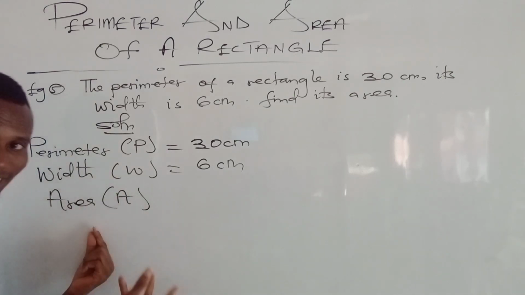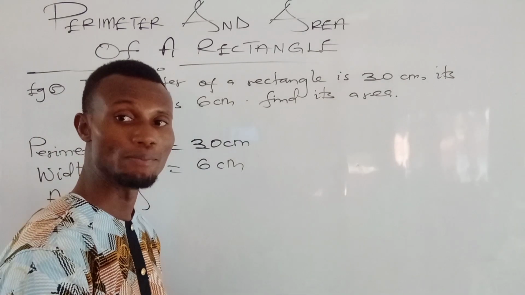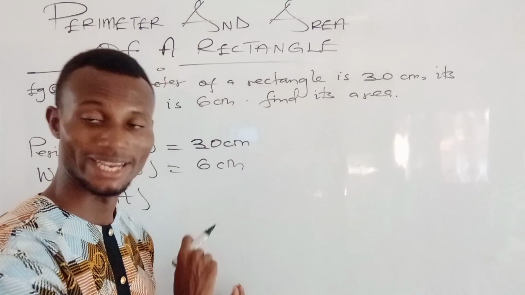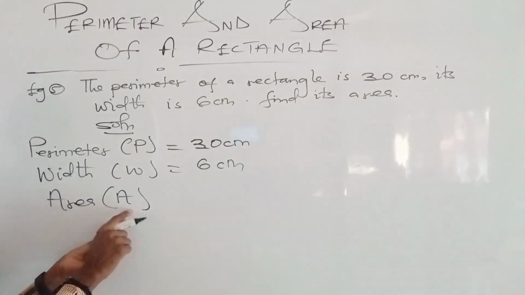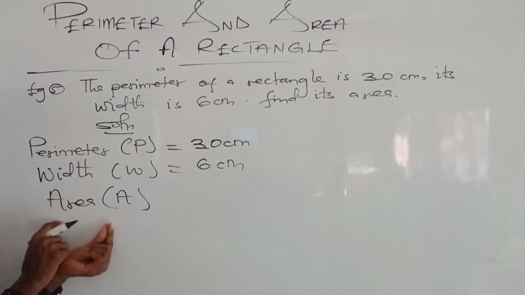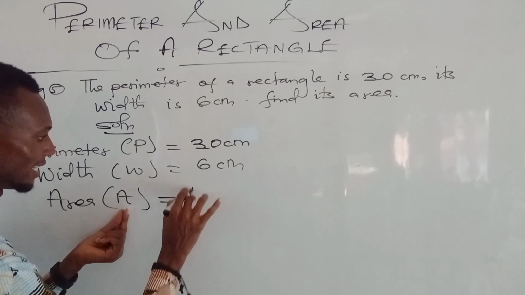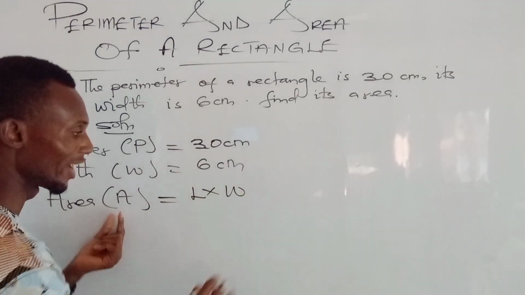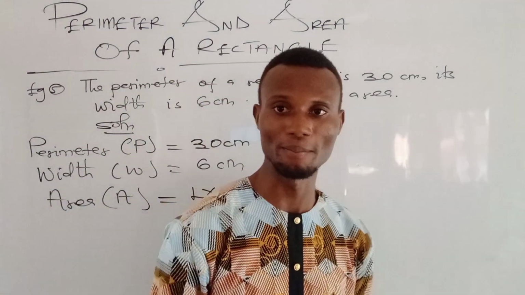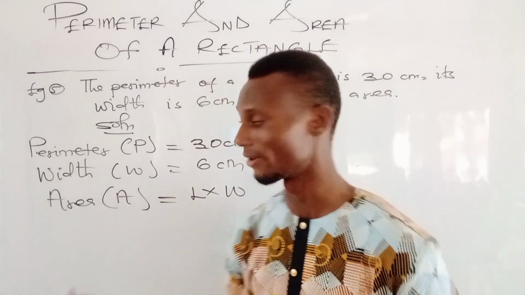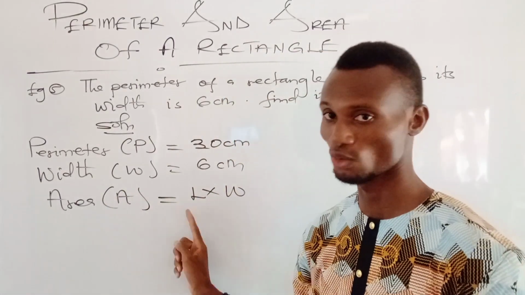If you write just A, I've explained to you that A can mean a lot of things. So write the area in full, with A in brackets, so that the A you are using is defined, so that we know that it's the area. The formula is length times width. I hope you remember, we've done this in the previous videos. The area of a rectangle is the length times the width.